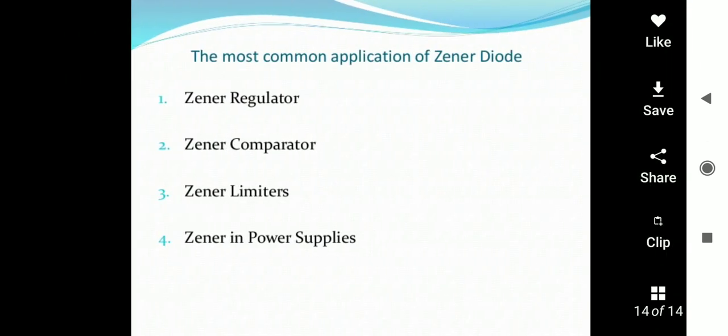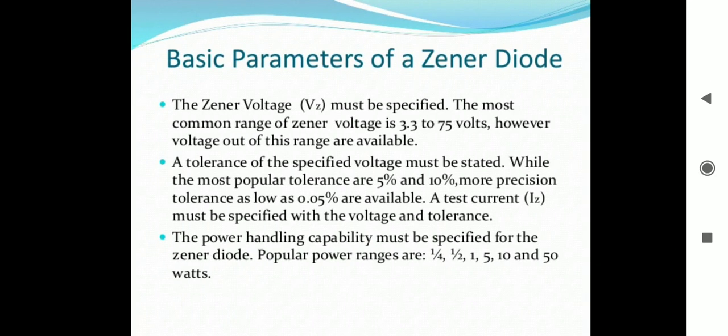So these are some points related with Zener regulator, Zener comparator, Zener limiters and Zener power supplies. So let us discuss an overview of the avalanche breakdown in the Zener diode. The avalanche breakdown is observed in the Zener diode having Zener voltage higher than 8 volt.